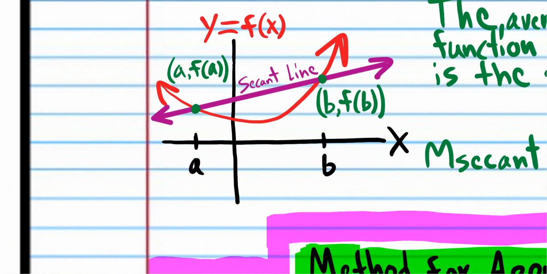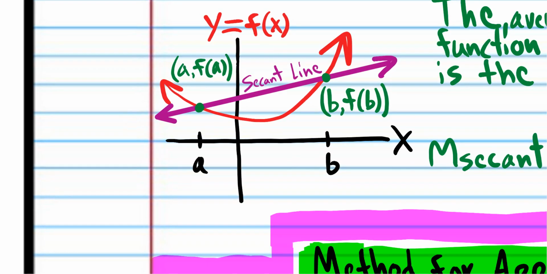So we have this red function y equals f of x. We have the graph, and the purple line is called a secant line. That line is going through 2 points on the red graph, and the slope of that purple line is called, well, we define it to be the average rate of change of the function f of x from x equals a to x equals b. Okay, that's the average rate of change.